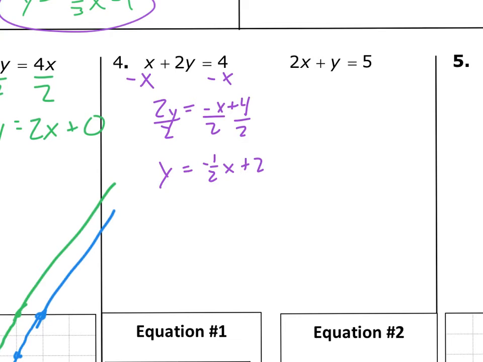Now for the second equation, a little bit easier again. I have 2x plus y equals 5. I just need to move that 2x to the other side, so I'm going to subtract it. And I have my y equals negative 2x plus 5.